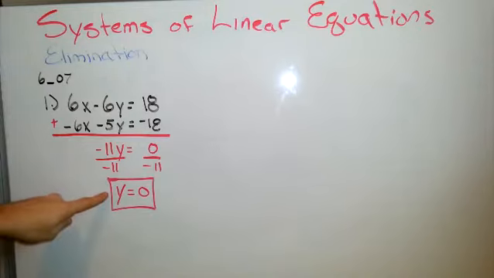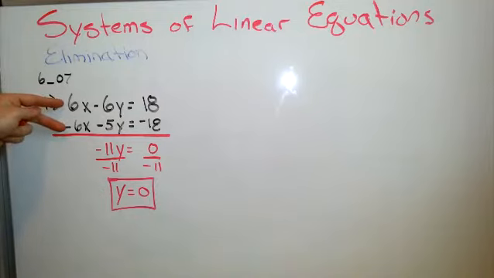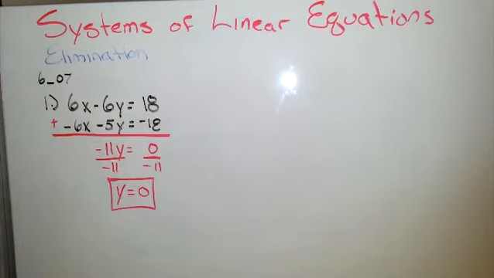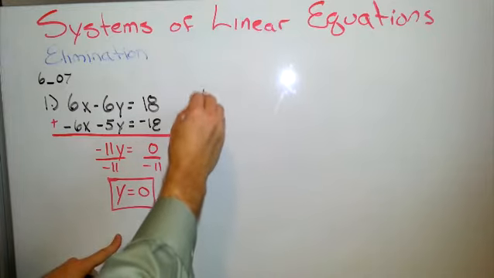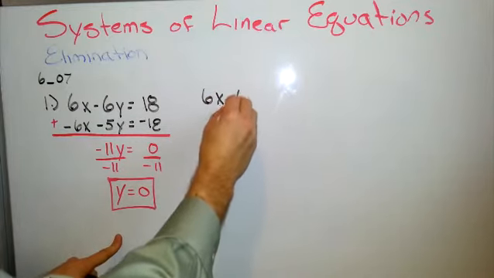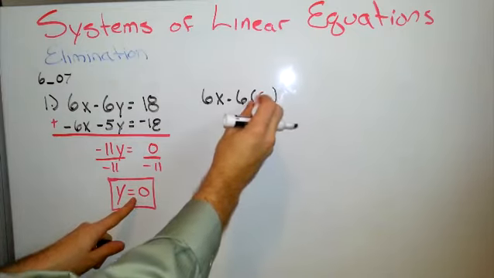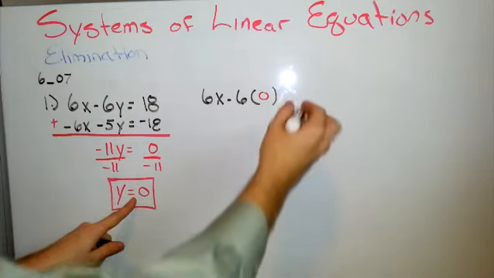I've got half of the answer. All I have to do is plug this one into either of my two original equations. Remember, this point is on both lines, so it doesn't matter which one I choose. Let's plug it back into the first. So that equation was 6x minus 6 times y, which we know is 0, equals 18.